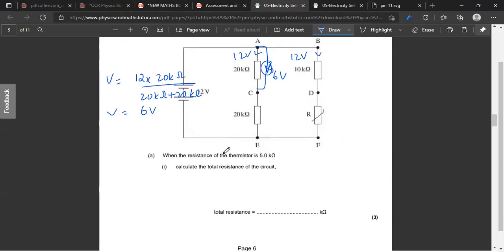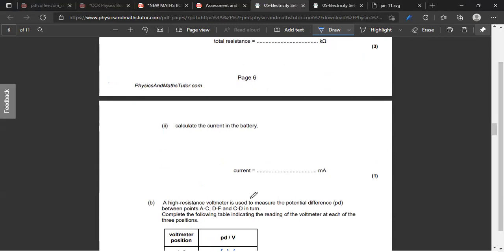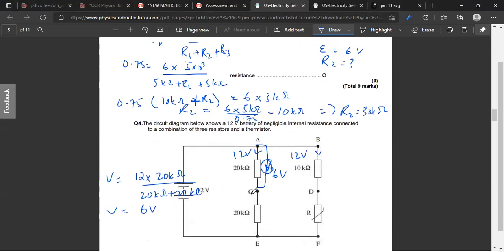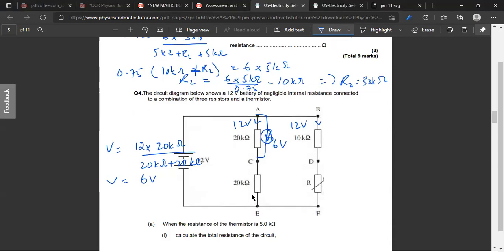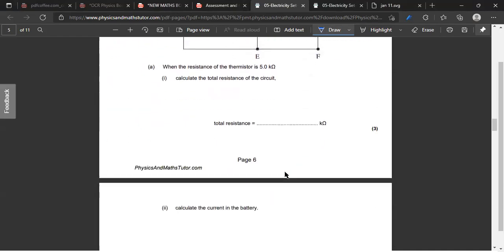Oh, the rest is just 12, right? Yeah, no. Okay. If you're going to measure DF, this is 10 and the resistance of the thermistor is 5. Now what's the resistance? Okay, so the resistance of the thermistor is 5, so the voltage is going to get divided, and this is going to be 8, and this is going to be 4. There is a trick to it. I'll just tell you after we do this question.